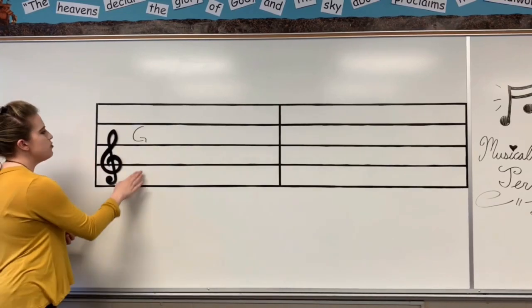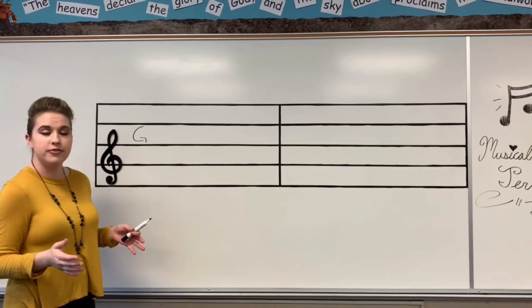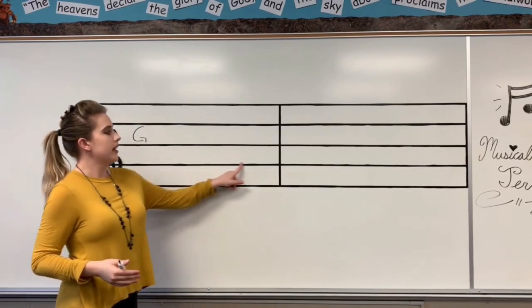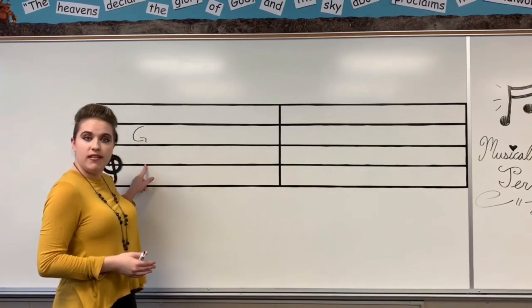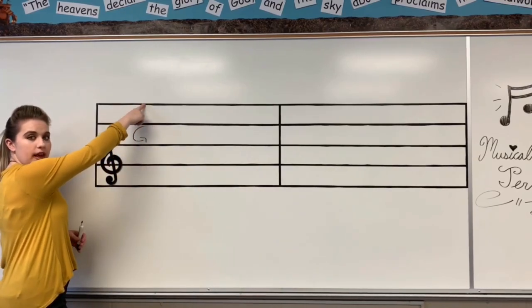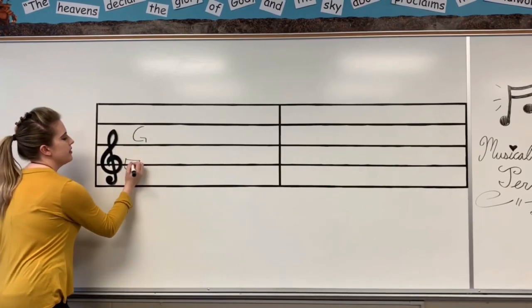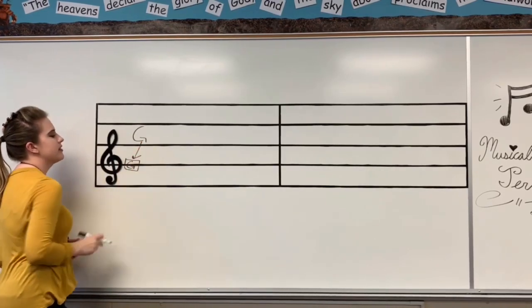Well, if you know our phrases that we use for the lines and spaces on the staff, this line right here is the line G on the staff. Remember our phrase, every good bird does fly, for our lines, right? So this line right here is the G line, okay? It's the G line.